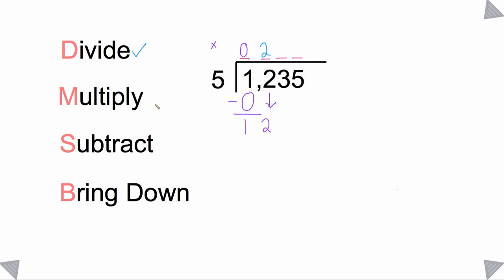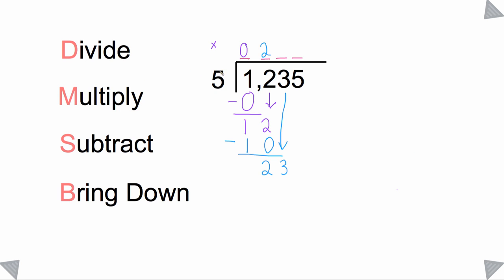Then we're going to multiply. 5 times 2 is 10. And then we're going to subtract. We're left with 2. Our final step, bring down. Be careful, you can only bring down one number at a time. And that's our second round in this long division problem. Now that we've completed all 4 steps, we're going to start over.